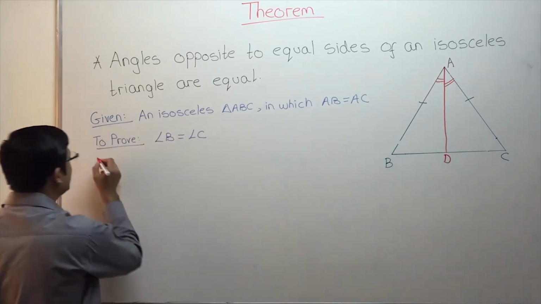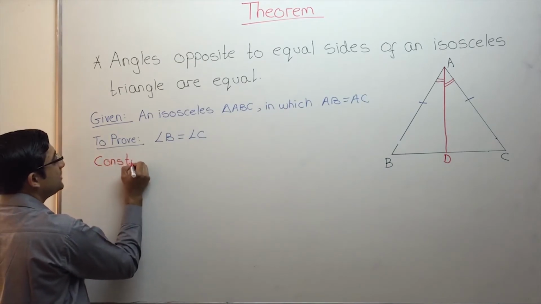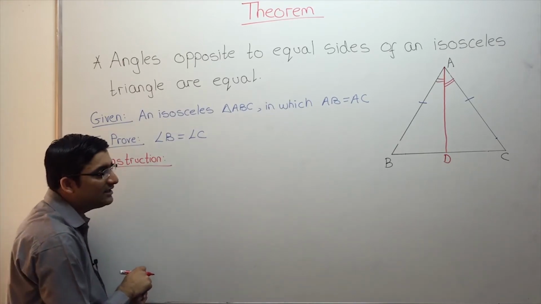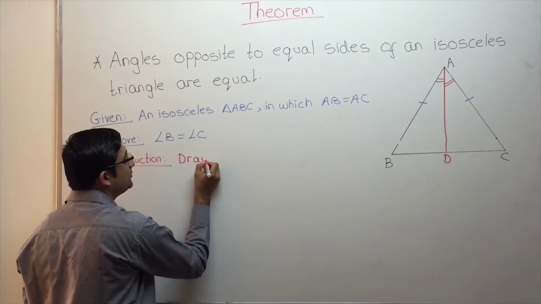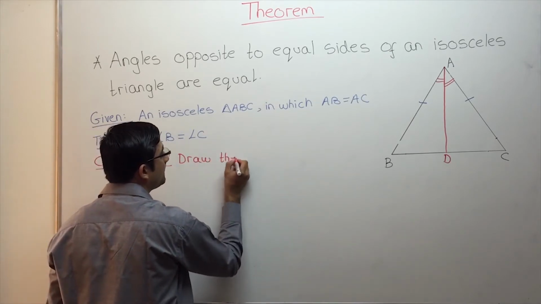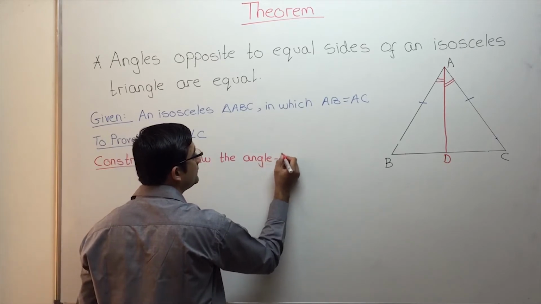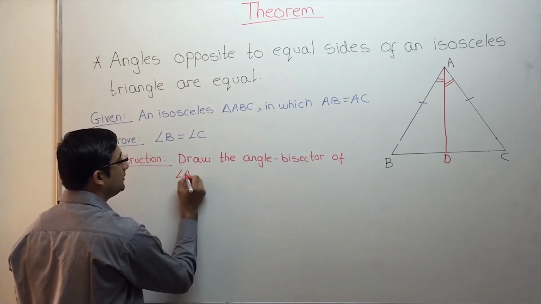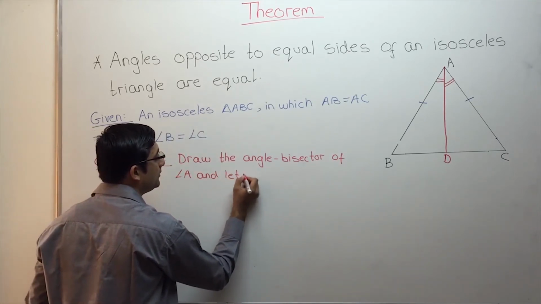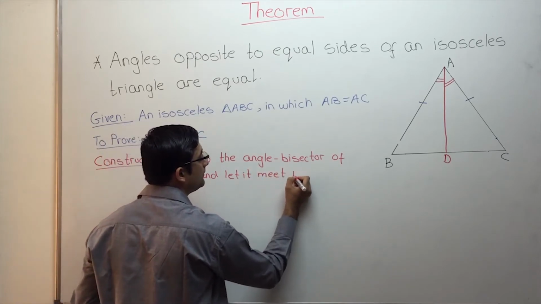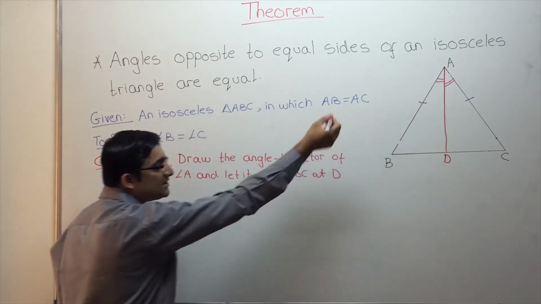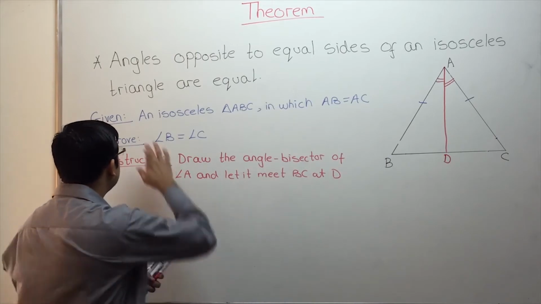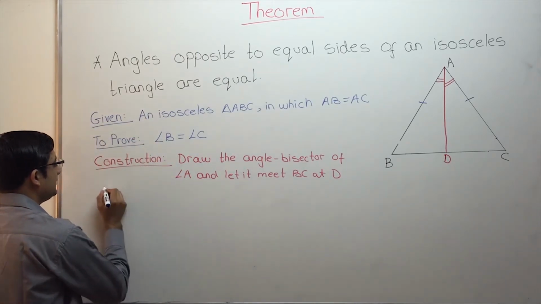So write down the construction. Given, to prove. Next, write down the construction. So what is the construction? Draw the angle bisector of A. So draw the bisector of angle A and let it meet BC at point D. So this is the construction we have to do. So done with given, to prove, construction. Now let's begin with the proof.